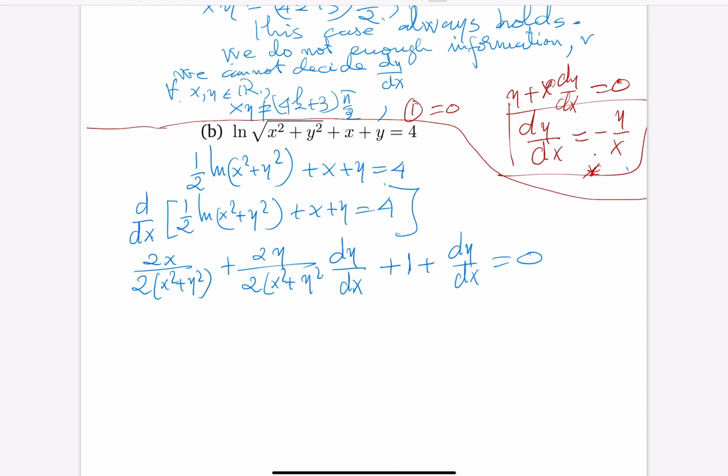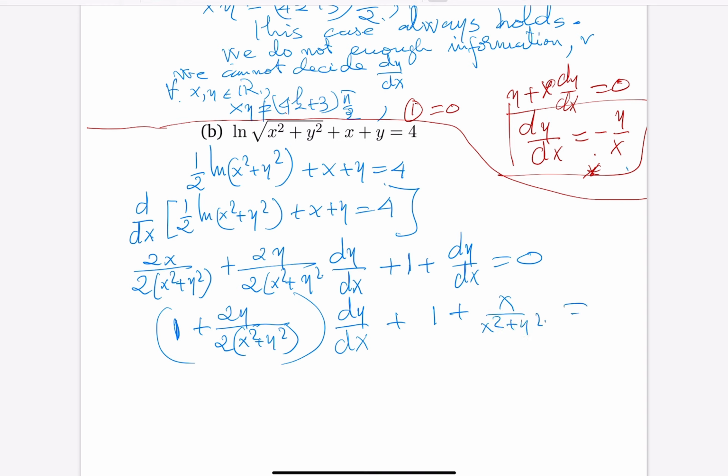Now we can factorize and combine the dy over dx terms. Let's see what we get. You have 1 plus 2y over 2 times x squared plus y squared, in parentheses, times dy over dx. And then you can add the rest: plus 1 plus x over x squared plus y squared is equal to 0.